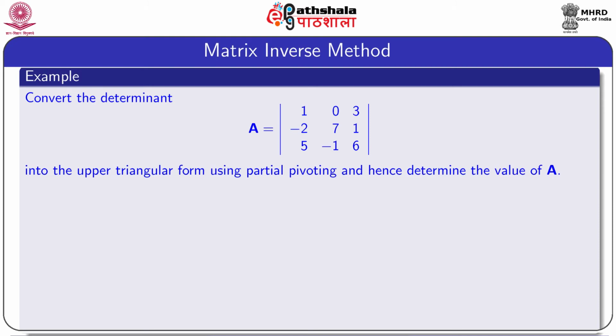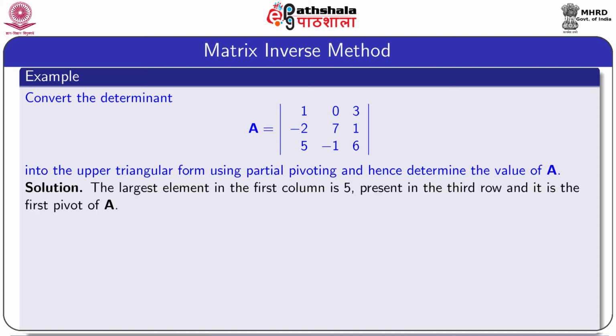Now, we consider an example to illustrate the entire method. A is a determinant of order 3 and we have to convert this determinant into an upper triangular form using the partial pivoting method, and hence determine the value of the determinant A. Note that the largest element in the first column is 5, that means 5 is the first pivot element, and it is present in the third row. So, we interchange the first row and the third row.